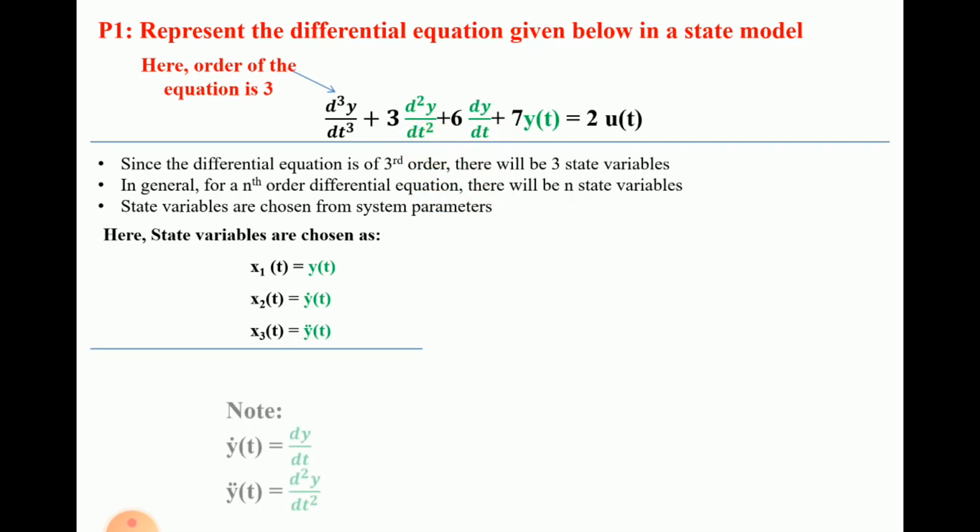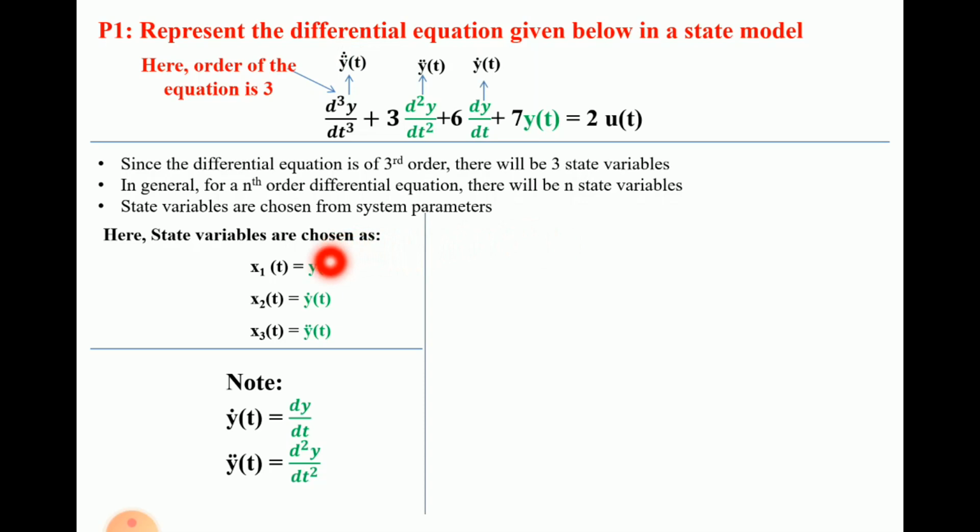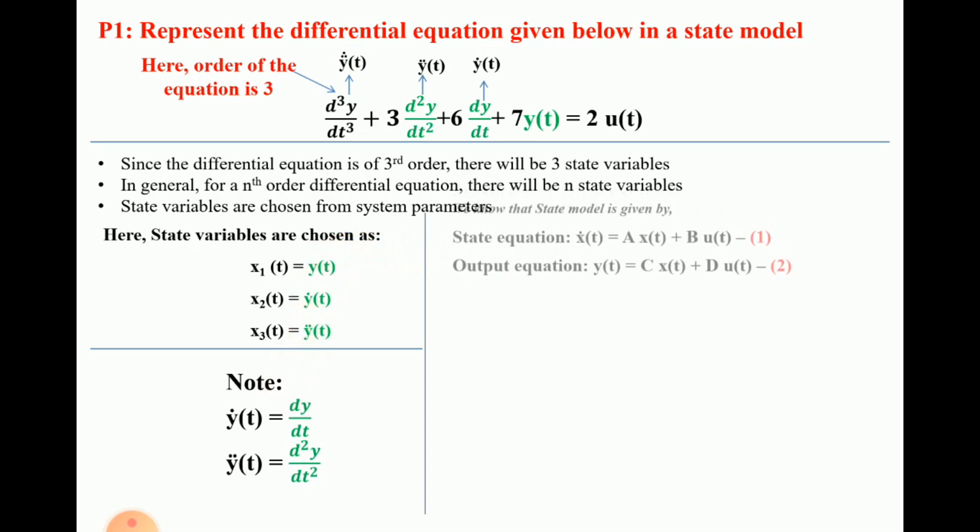Now again, you can see here dy by dt is y dot of t, d square y by dt square is y double dot of t, and d cube y by dt cube is, yeah, you guessed it right, it is y triple dot of t. Now, with this preliminary information, we will develop the state model.